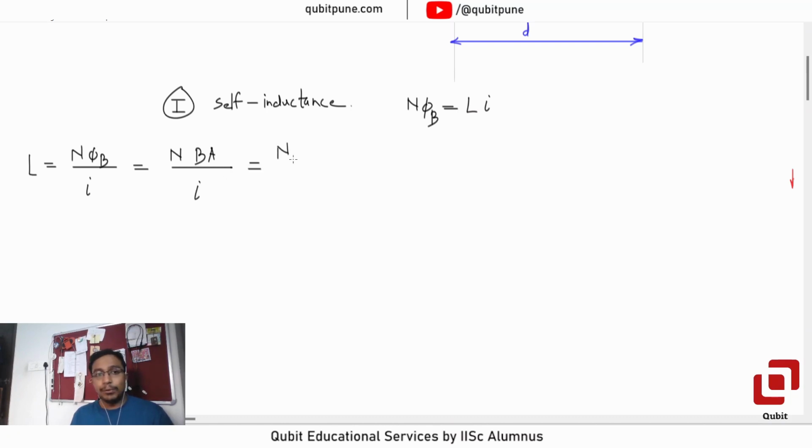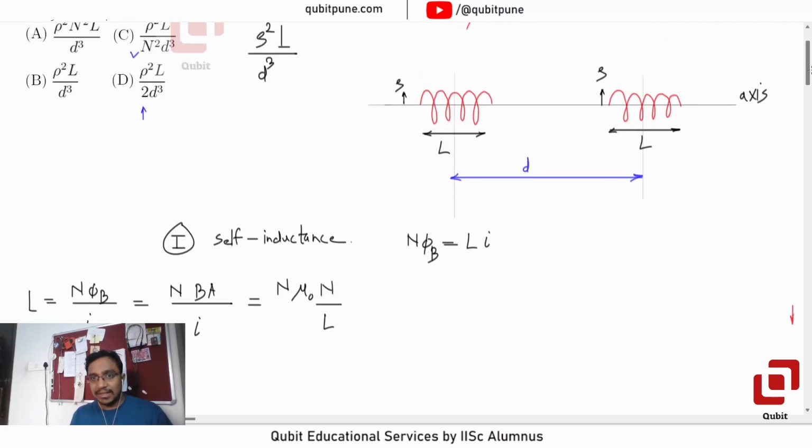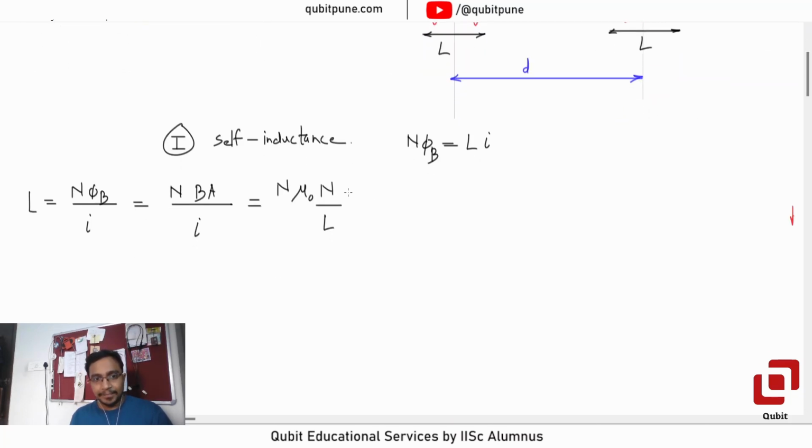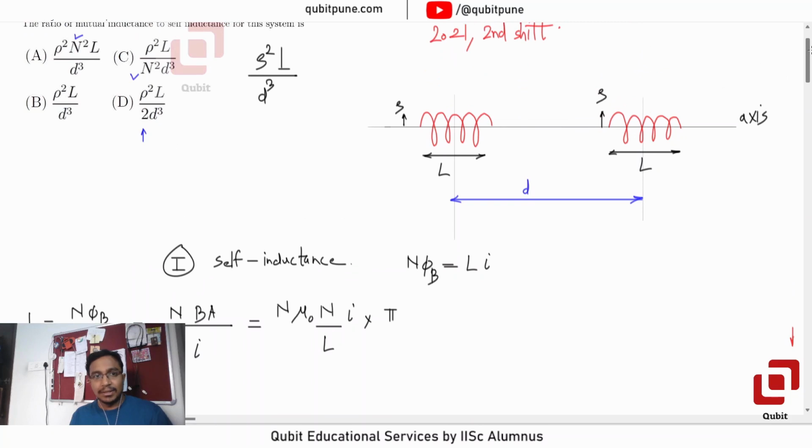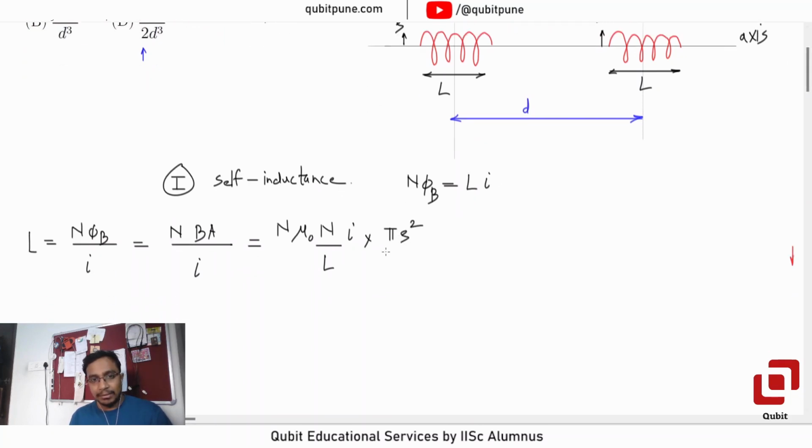And now what is B? Mu naught n I. Correct? N is the number of turns per unit length, and the solenoid's length is capital L, so I have to take that, and then I. And how much is the area? Area is pi into radius squared. Radius is not r, radius is rho, so rho squared. But let's not forget I. So the current will get cancelled, and we will get N squared mu naught pi rho squared by L. Is it clear? That is our self-inductance.